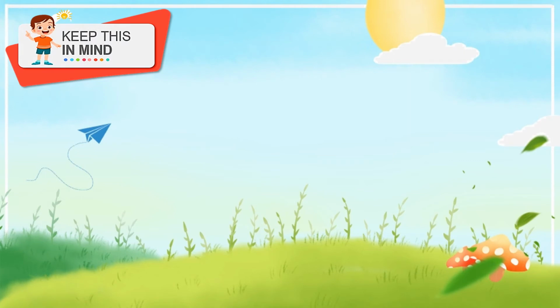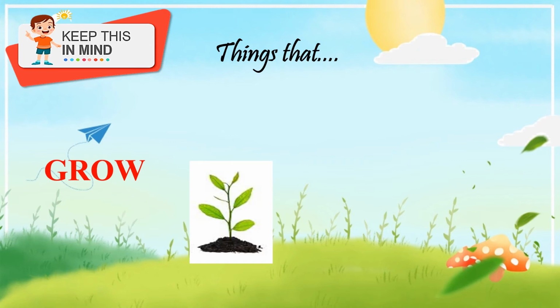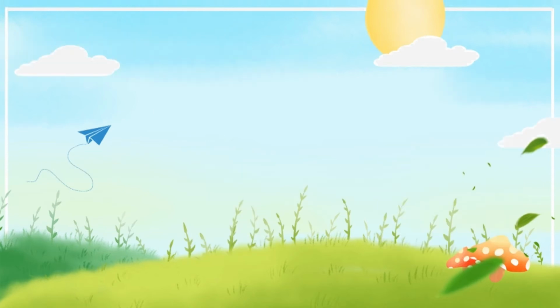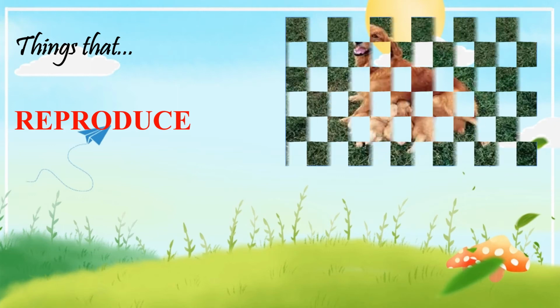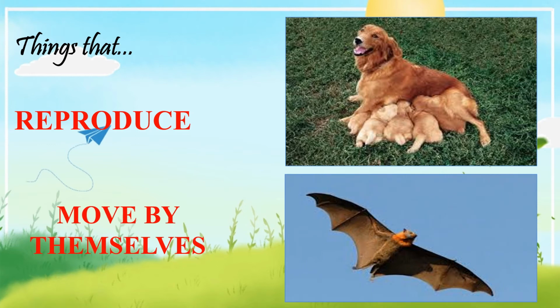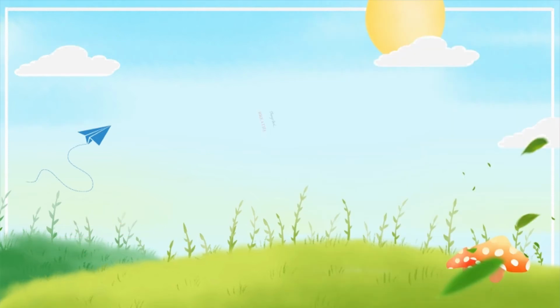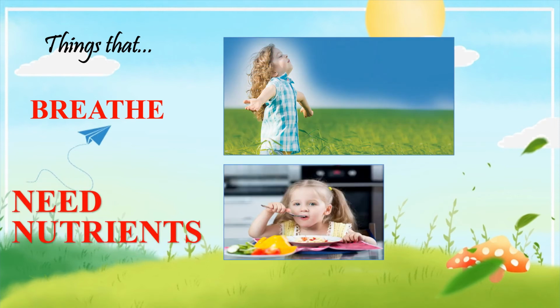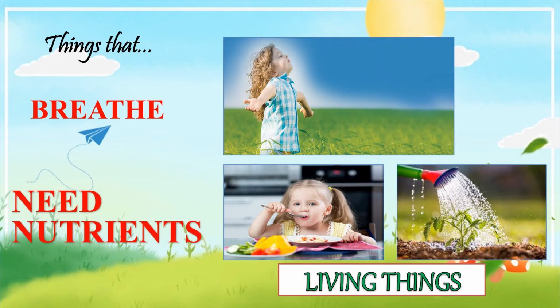Keep this in mind. Things that grow, like plants, will grow into a big tree. Things that reproduce like dog, things that move by themselves like bat, and things that breathe, need nutrients and water are called living things.